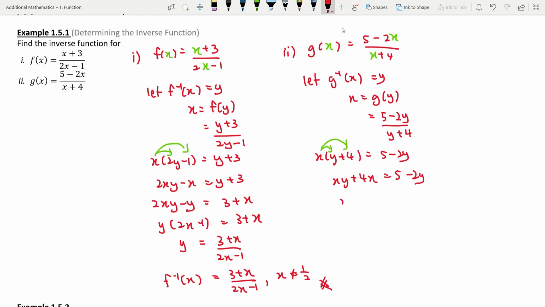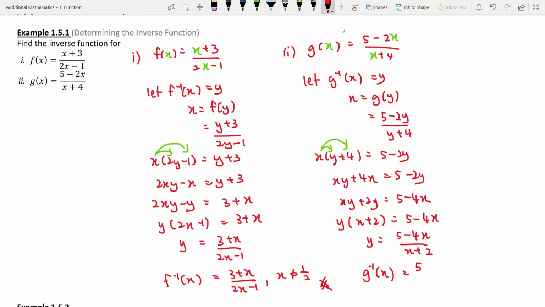Group the y together. xy plus 2y equal to 5 minus 4x. Factorize the y and divide both sides with x plus 2. And lastly, substitute back y into inverse of g. We get g inverse equal to 5 minus 4x over x plus 2, where our x cannot equal to 2.